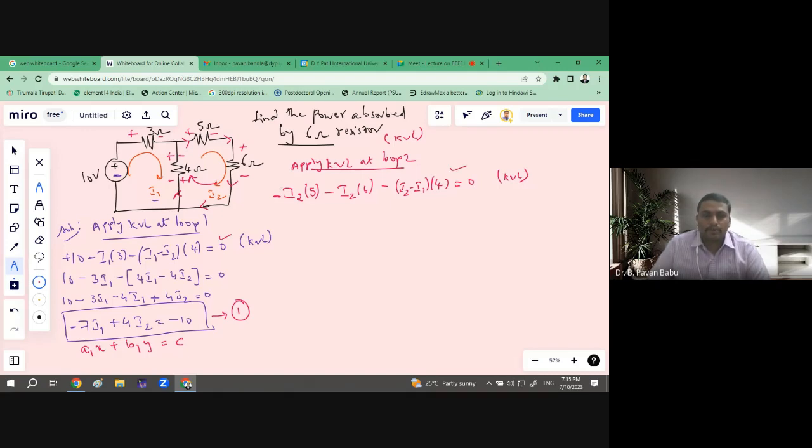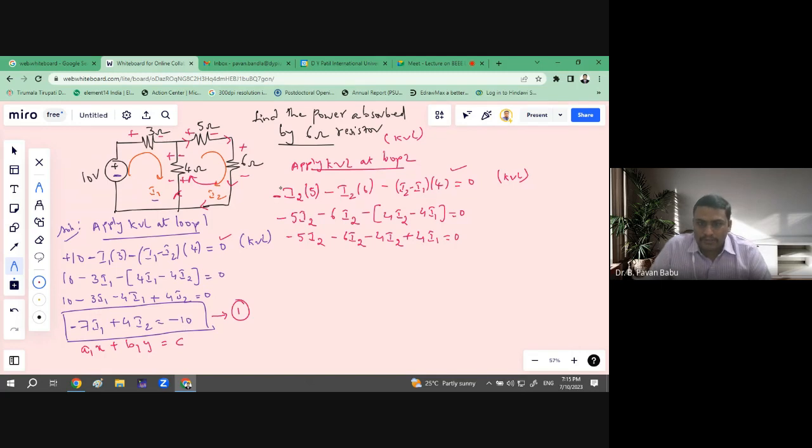Applying KVL for loops is very important. We should not miss the polarity. So how can this equation be deduced further? Minus 5 into I2 minus 6 into I2, and here let me make it 4I2 minus 4I1 is equal to 0. Further I can write it as minus 5I2 minus 6I2, minus 4I2 plus 4I1 is equal to 0.